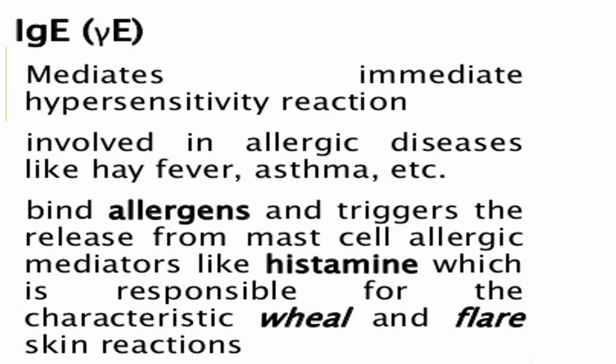Another type of immunoglobulin is IgE. IgE is known as a mediator of immediate hypersensitivity reactions, and it is involved in all allergic diseases like asthma, hay fever. Now what happens, this IgE, when it binds with the allergen, it triggers the release of histamine. Histamine is an allergic mediator, and this histamine release is responsible for the wheal and flare skin reaction which is observed in case of allergies.